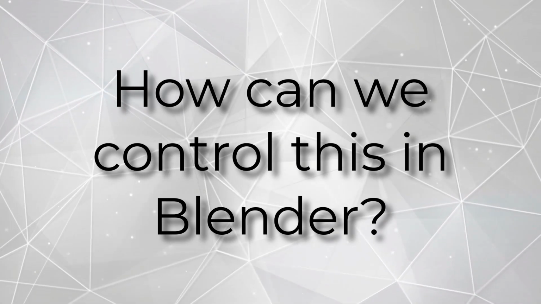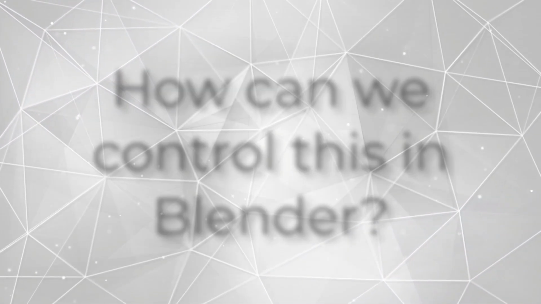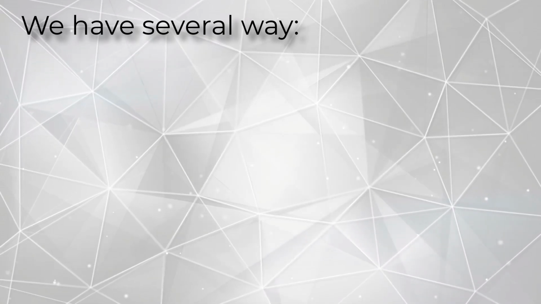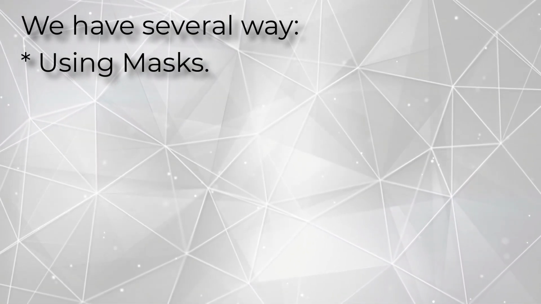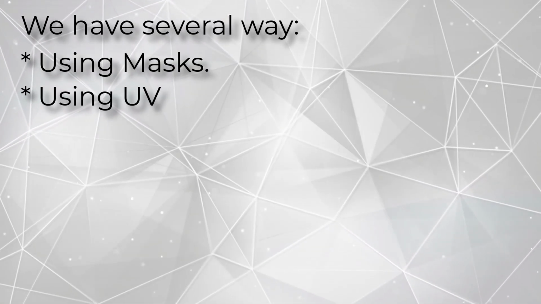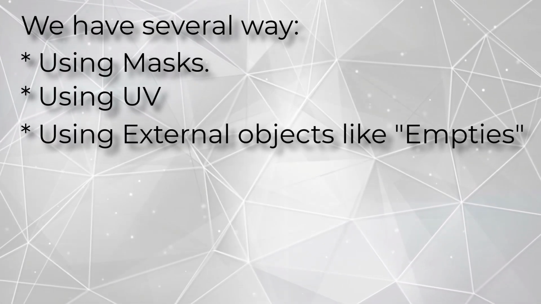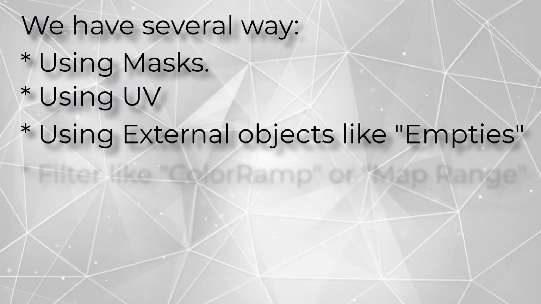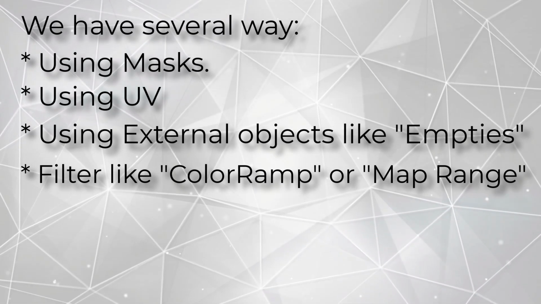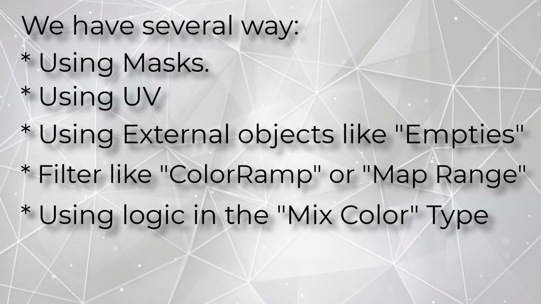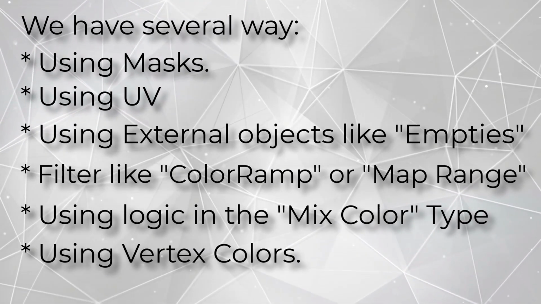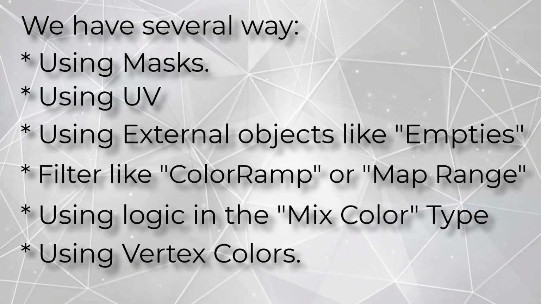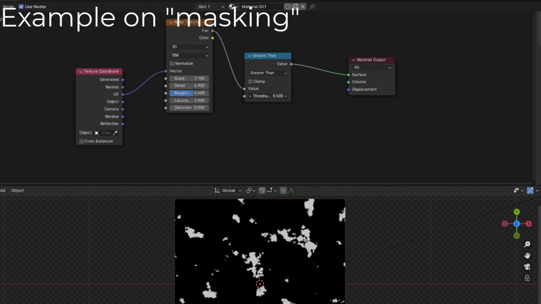And how can we control this in Blender then? Well, there are several ways to do it. So using masks, of course. We can also use the UV to control it. We can use an external object like an empty. We can filter it out with color ramp, map range, or using logic in the mix color type, or using vertex colors. So there are a lot of ways to do it, and I can go through them very quickly.